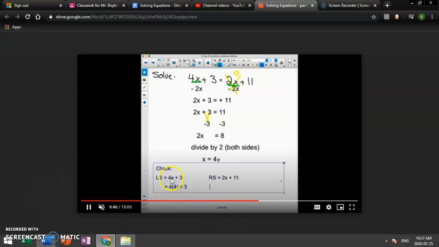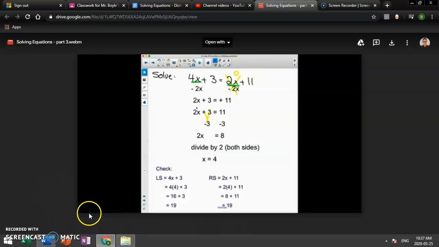So 16, right? 4 times 4 is 16 plus 3. That's 19. 2 times 4 is 8 plus 11 is 19. So both sides of the equal sign are 19. 19 equals 19. You know you got the right answer and you did it properly. x does equal 4, right?